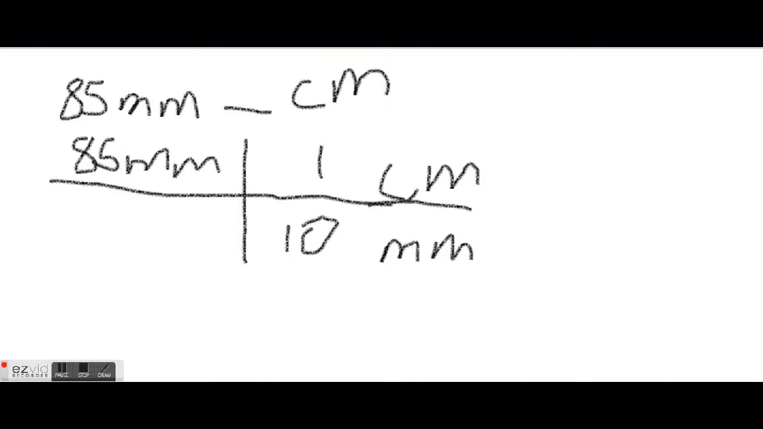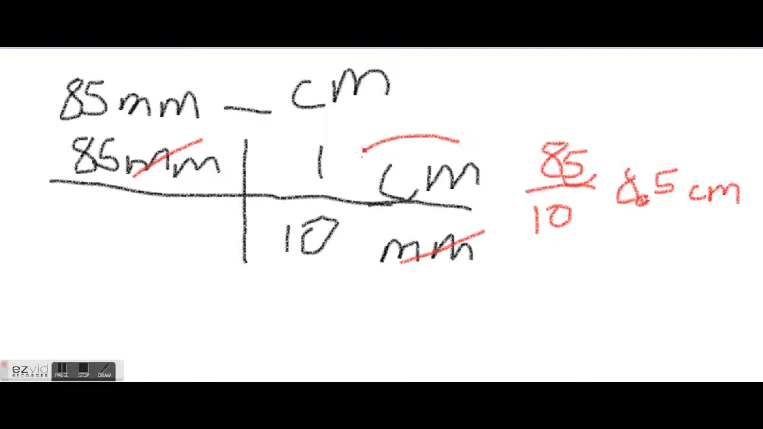So what we do is we cross these out, and then we're left with 85 over 10. When you're dividing this, it becomes 8.5 because we have a 10, right? We just move the decimal place 1 place. So that becomes 8.5 centimeters, because the centimeters did not cross out. That's how you would do the first one.